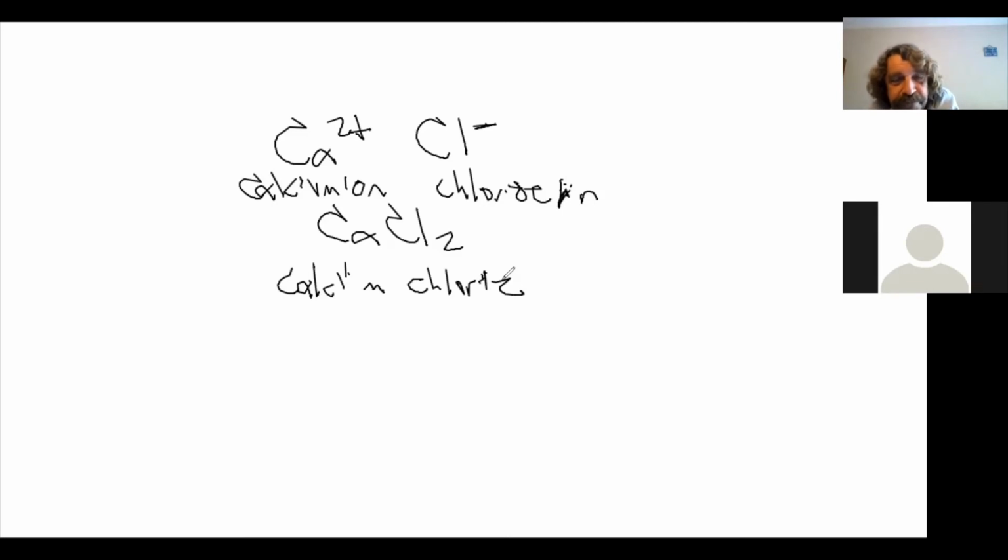So, okay. Notice that calcium is a group 2 metal, which means that we don't need a Roman numeral for it. We know that it's got to be a +2, and so forth.